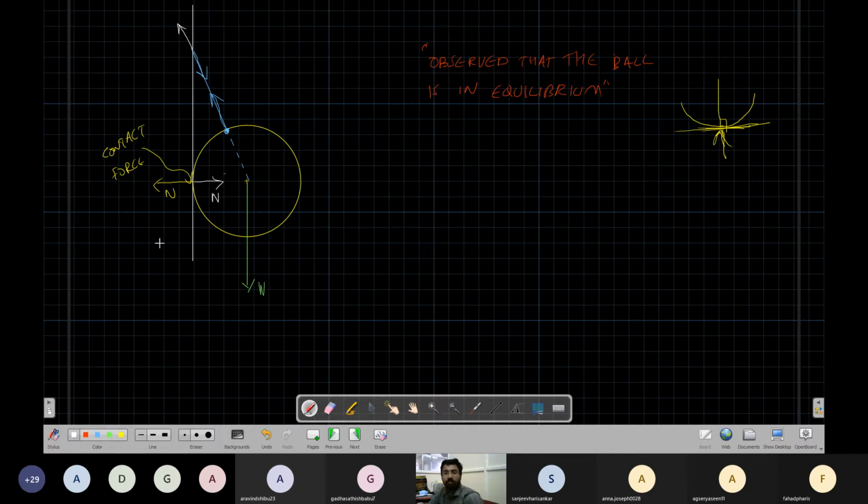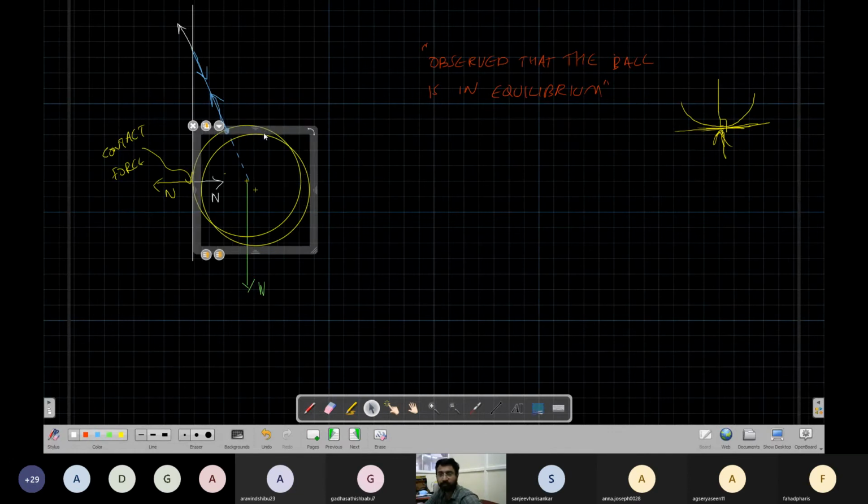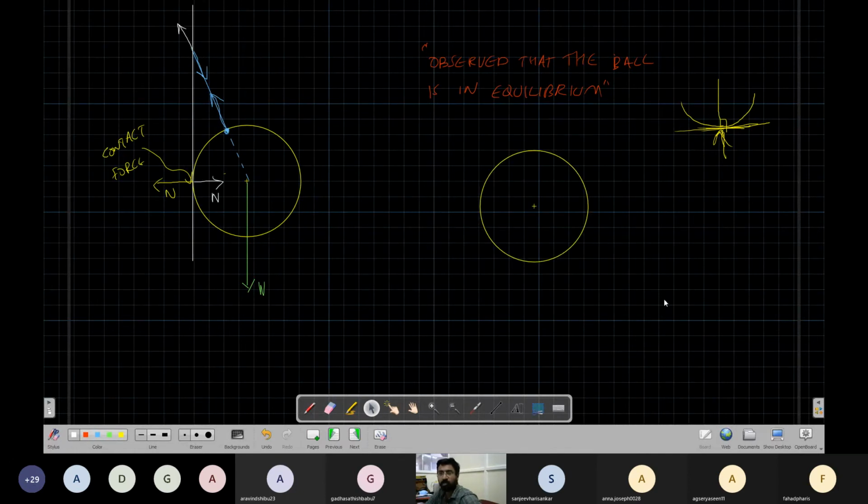And then when we draw the equilibrium diagram, when we draw the free body diagram, what we have to do is free this body. So I am freeing this body. I took it out. Okay. Now I have to draw all the forces which are acting on the body. Now what are the different forces acting on this body?